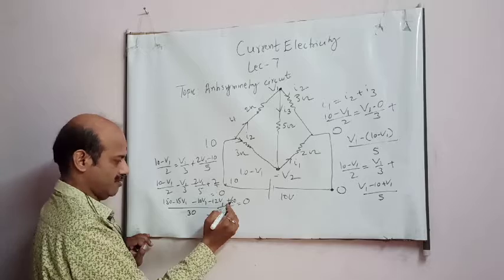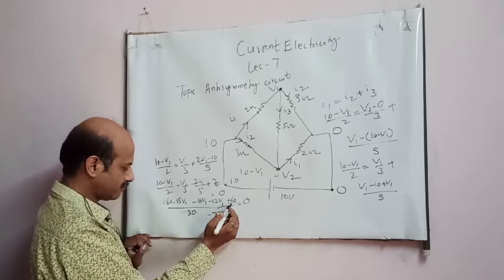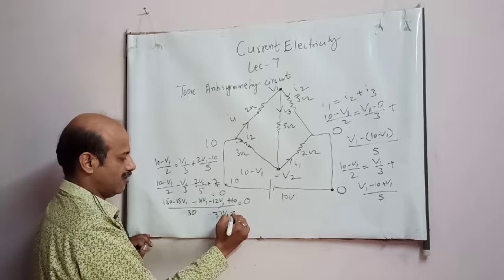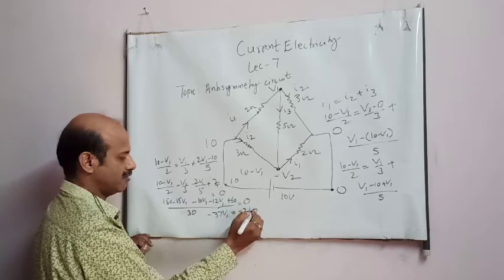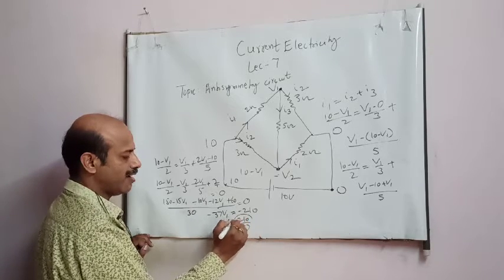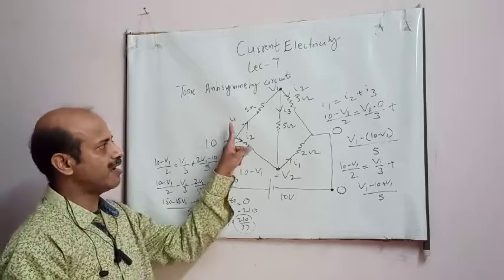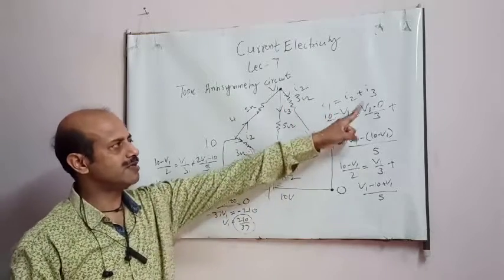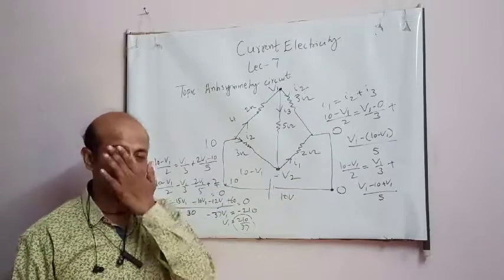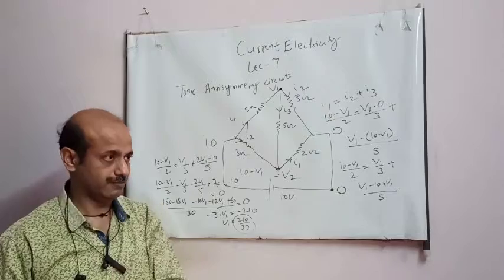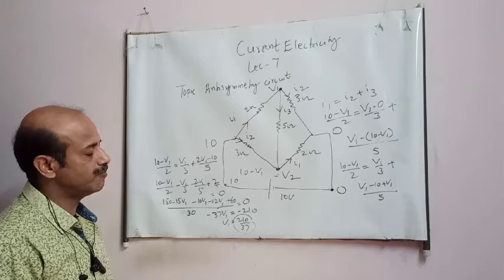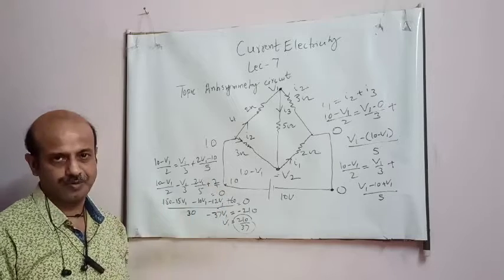150 plus 60 is how much, student? 210. I am writing is equal to minus 210. This will become 0. Now I got the value of V1, student. Now if I get the value of V1, you can find any current. I1 substitute here, I2 substitute here, I3 substitute here. You get all the current, student. You see, all the current, you already got it. So this is, student, how the anti-symmetry method can be utilized to solve this kind of circuit, student.